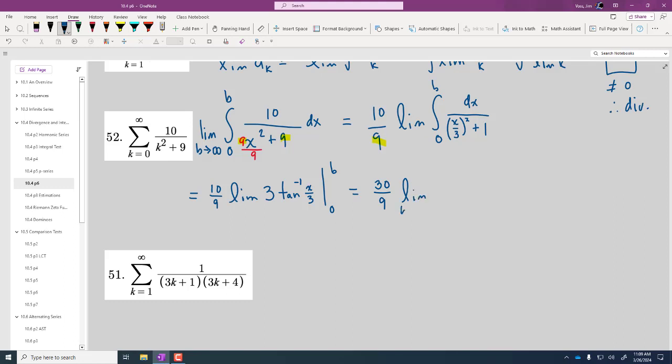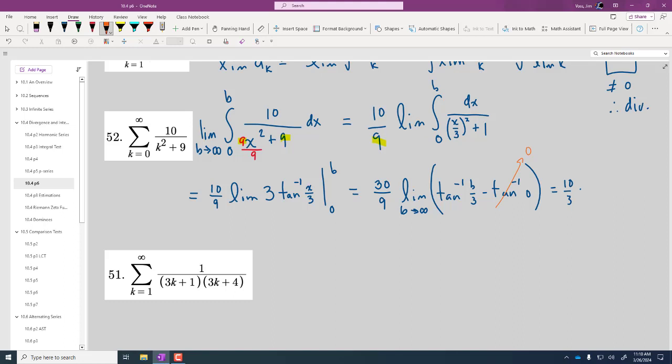Limit as b goes to infinity. 30 over 9, or just 10 on 3? Easier, right? Good point, we could cancel the 3. Yes, 100%. And that will be inverse tangent of b thirds minus inverse tangent of 0. So cancel out the 3, so that would be 10 thirds times, let's see, what's arctan of 0? 0. Arctangent of 0 is 0.